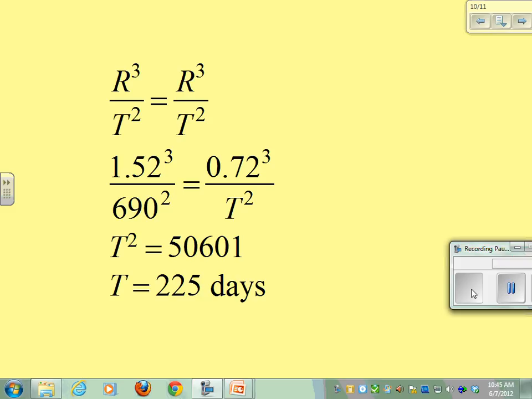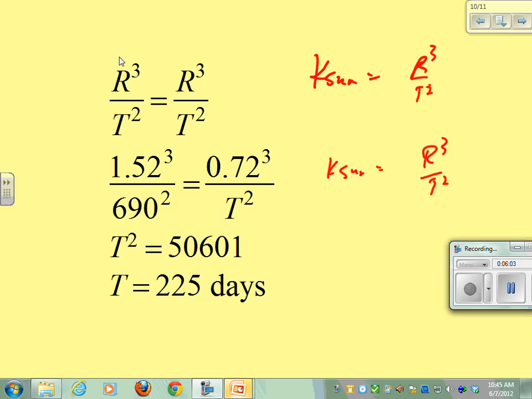All right, so that makes sense. Why does this work? You could also go K sun is equal to r cubed over T squared for one, and then K sun equals r cubed over T squared for the other one. But you could just set it up this way. What I've really said here is that K sun of one is equal to K sun of the other, to put them together.